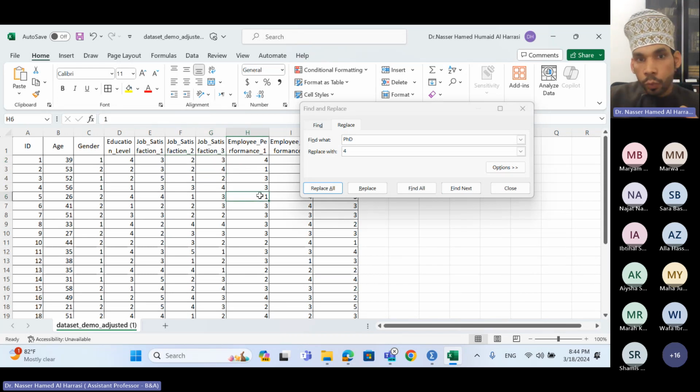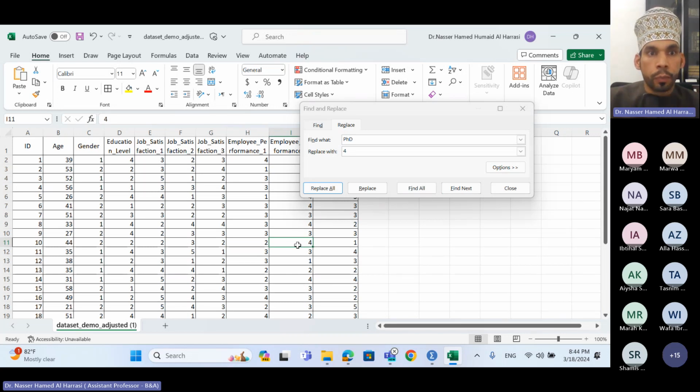So for example, this is 1. This is item number 1 in employee performance. The respondents say number 1. What do you mean by number 1? Strongly disagree. Here they said 3. What do you mean by 3? Neutral. Here they said 2. What do you mean by 2? Disagree. Here, for example, they said 4. What do you mean by it? Agree. And so on. You got it?